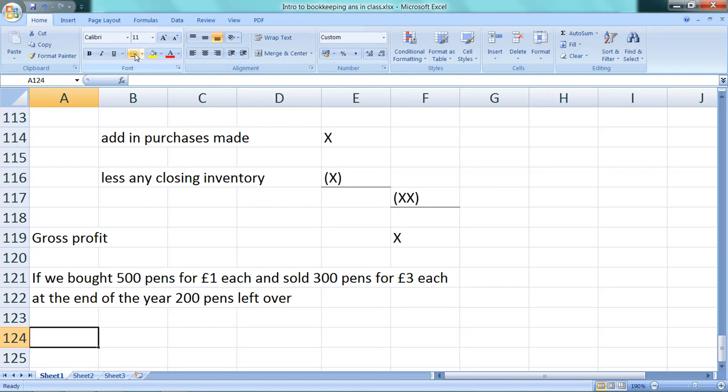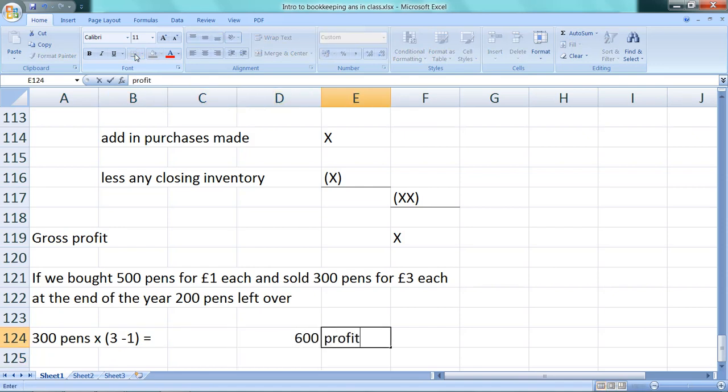From a common sense perspective, I've sold 300 pens. How much profit do I make per pen? Well, I've sold them for £3. They've cost me £1, so I should be making £2 profit on each of them. So I should be hoping to make £600 worth of profit. Does that make sense? Let's process the debits and credits to make sure we actually end up with that type of figure.